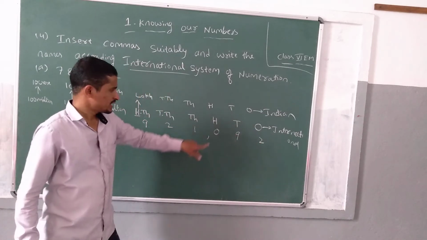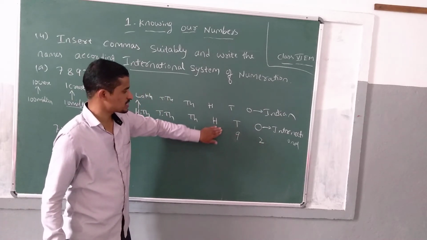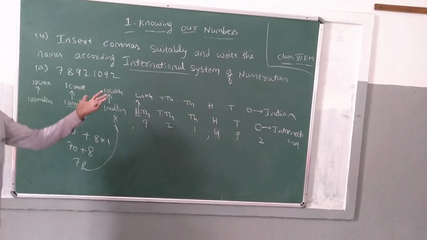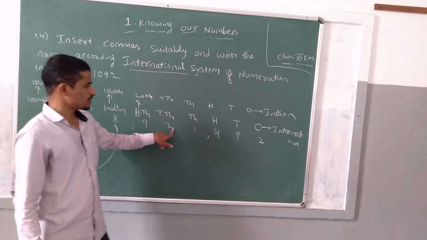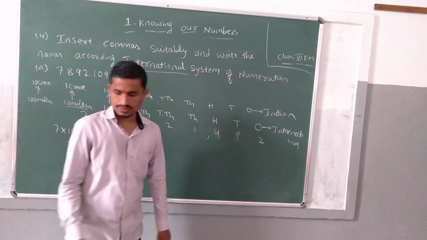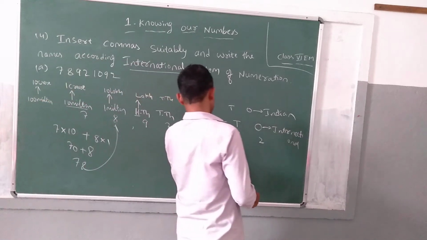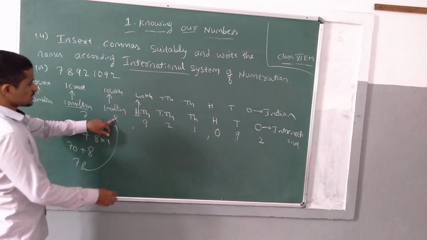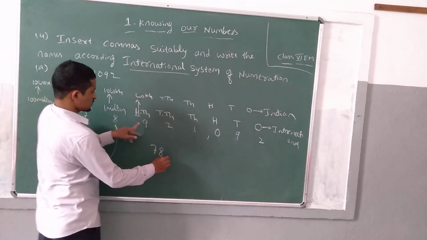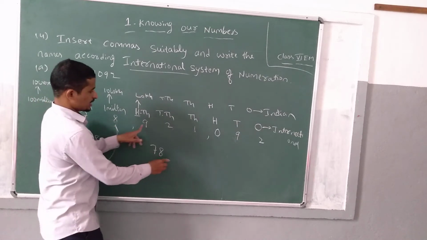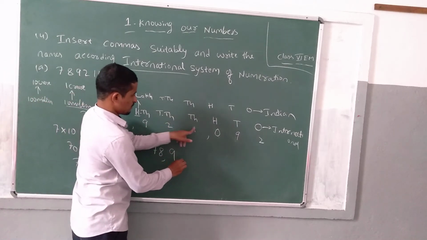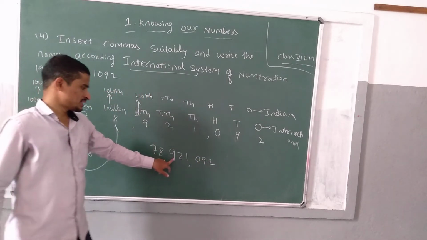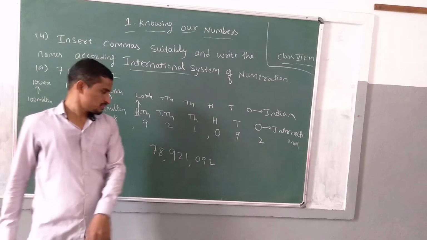921,092. Okay, here the 100 place is not given, 0 is given. If some number is given, suppose you take 4, what will happen? 78,921,492. Here nothing is given, so you have to consider 0. So once again I will write this number: 78 million 921,092. 78,921,092.